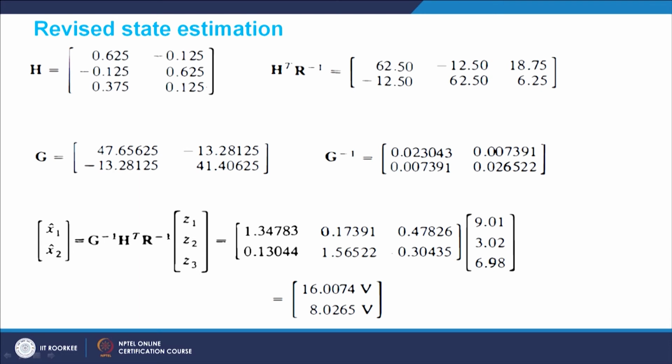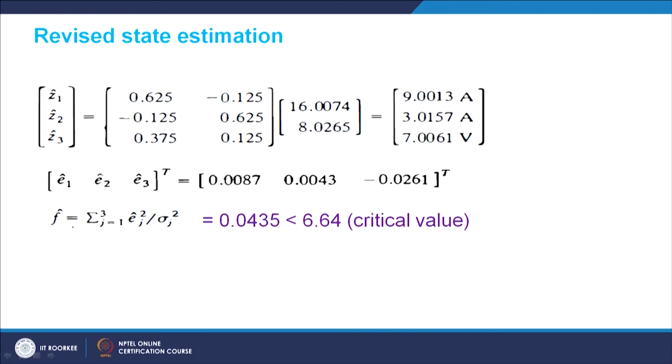Because we now have 3 measurements, the H matrix is only 3 rows. After that we again do all these calculations. Once we do this x1 hat, x2 dash calculation, we calculate E1 hat, E2 hat, E3 hat, and then we again calculate f hat, which is 0.0435. Now in this case, my m is 3 and n is equal to 2. So my k is equal to 1, and if I keep alpha equal to 0.01.